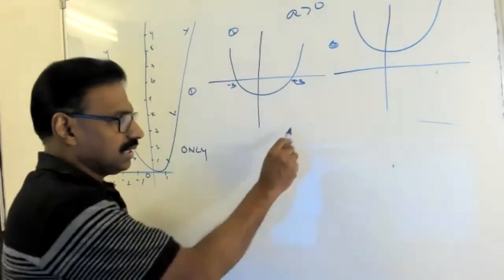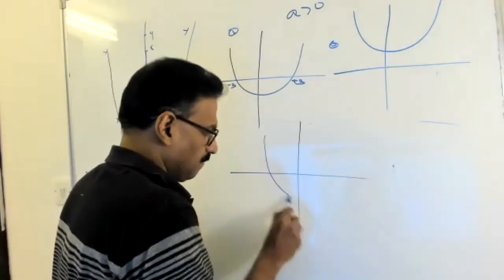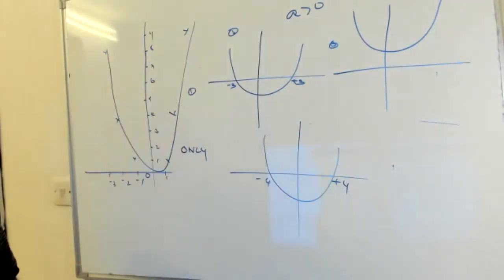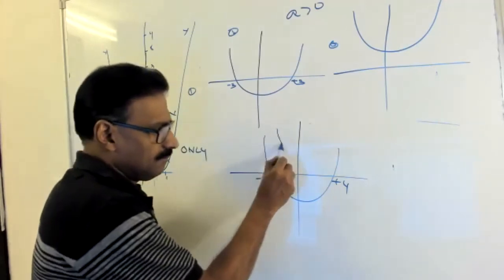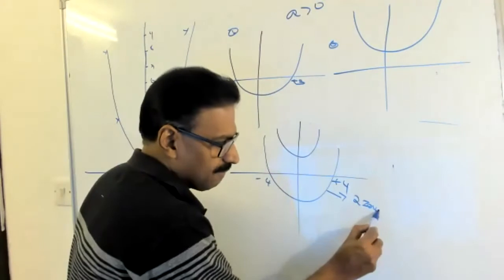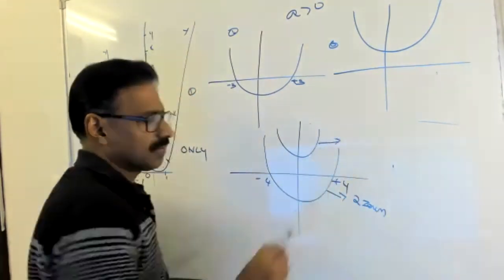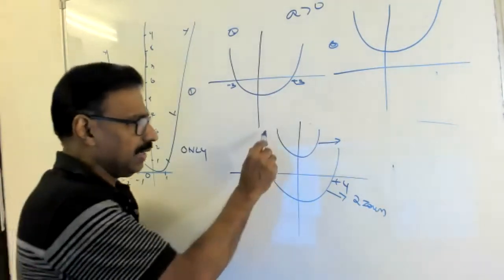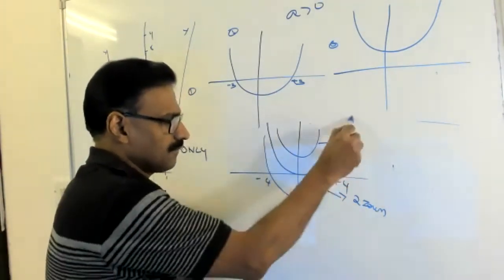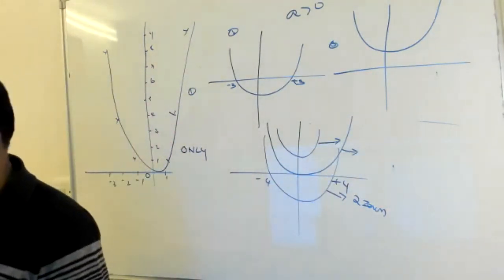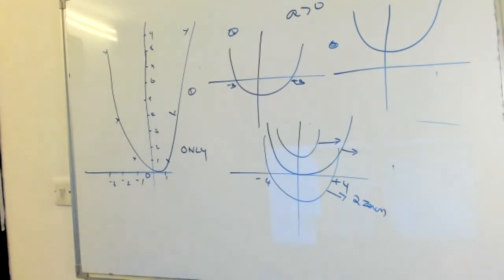Now my question: how many zeros here? Two. Here 2 zeros, just mark it. Here how many zeros? No zeros. Here, 1 zero, only one. So mark that: 2 zeros, 1 zero, no zeros.